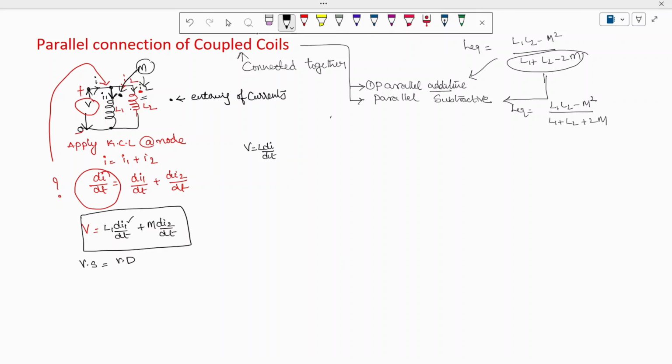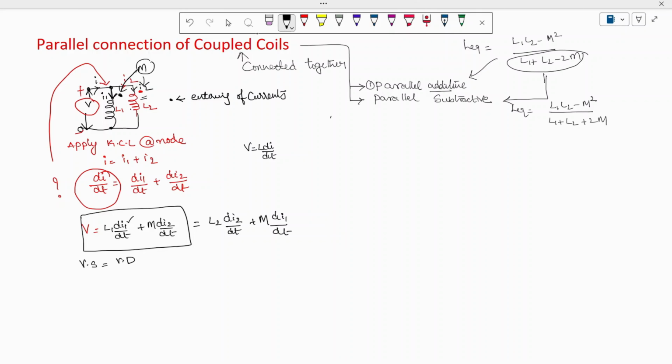This V is once again the same voltage across the second inductor too. I can write this as V equal to L2 times dI2 divided by dt, the current in the second inductor, and it has a mutual inductance of M due to the first coil, so I can write plus M dI1 divided by dt.